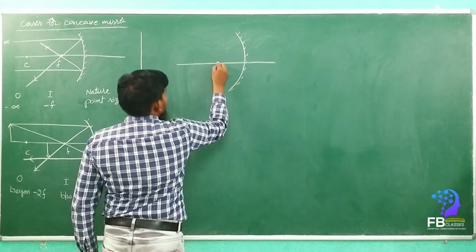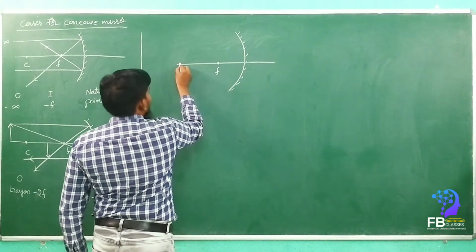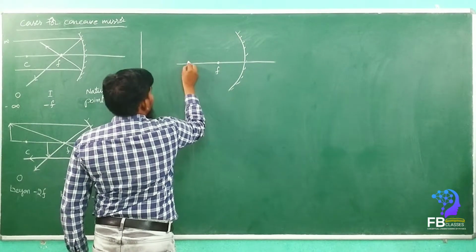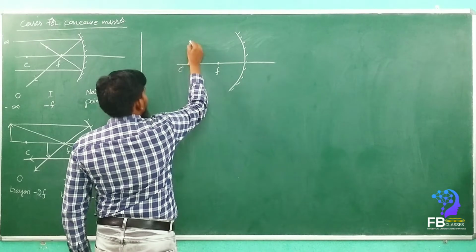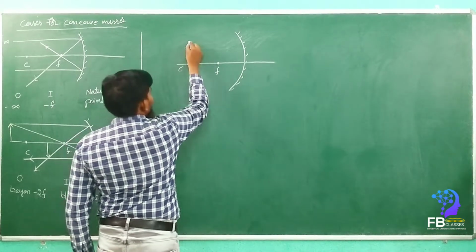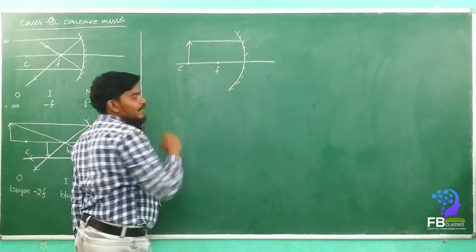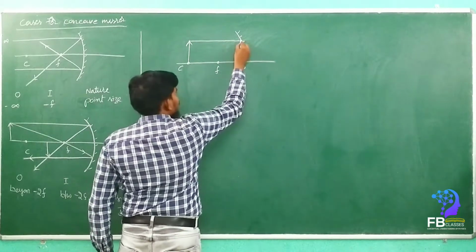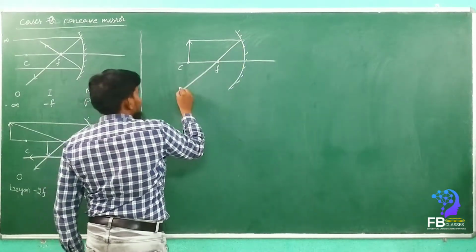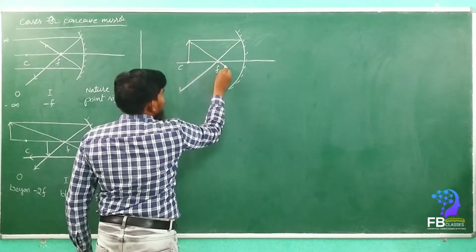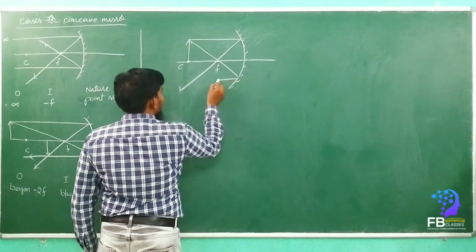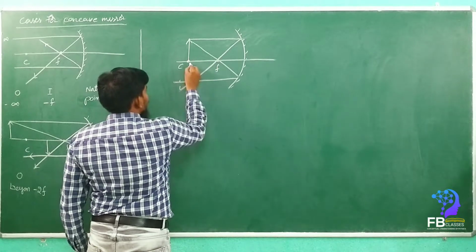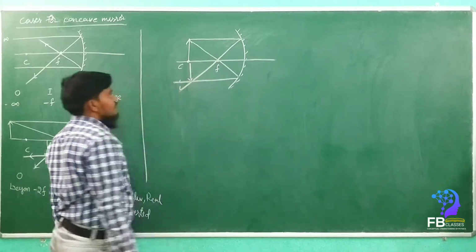Now let us consider this is the principal focus. Now this is the center of curvature. So this is the center of curvature. Now when the object is placed at the center of curvature, the light rays travel parallel to the principal axis and pass through the principal focus. Yes or no? Another ray, when the light rays pass through the principal focus, then it will be reflected back. Okay. So here the image is formed.